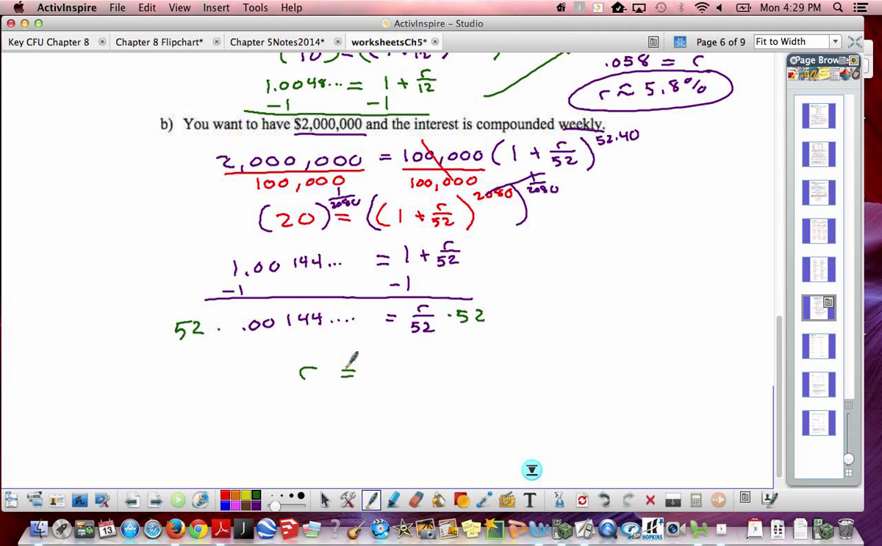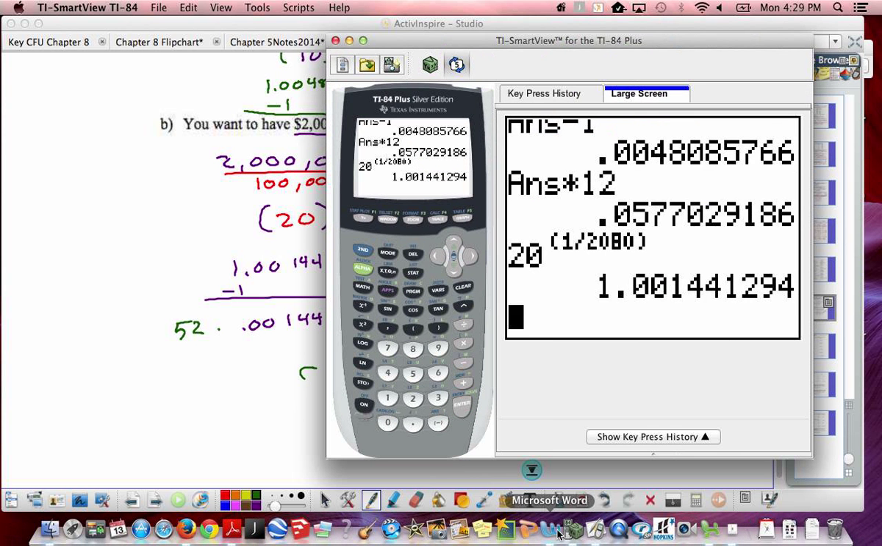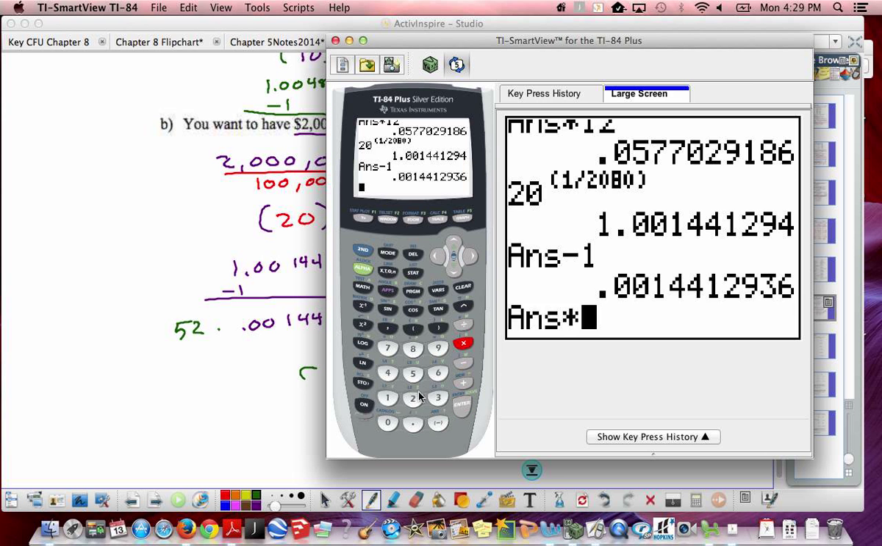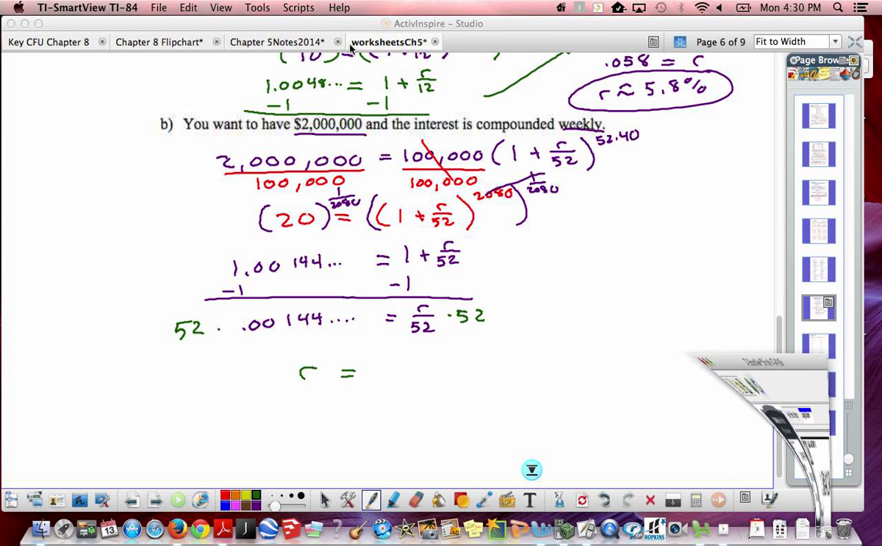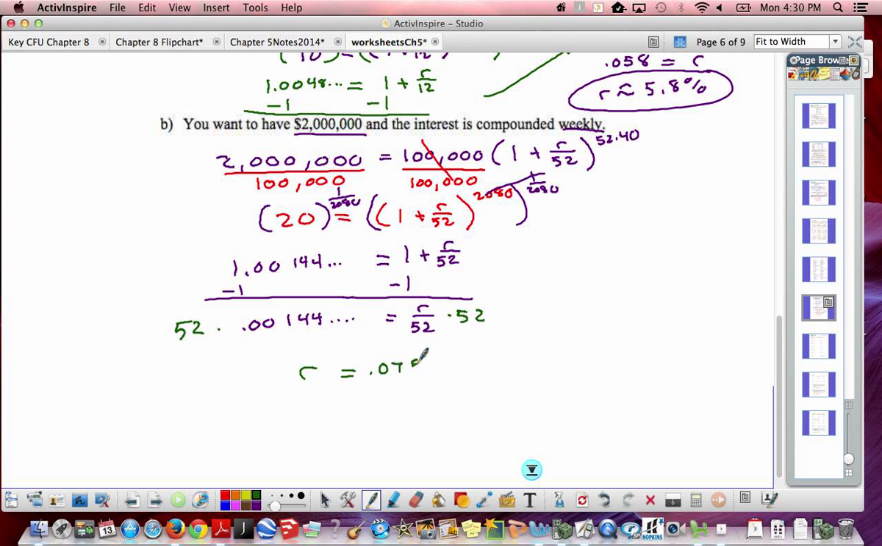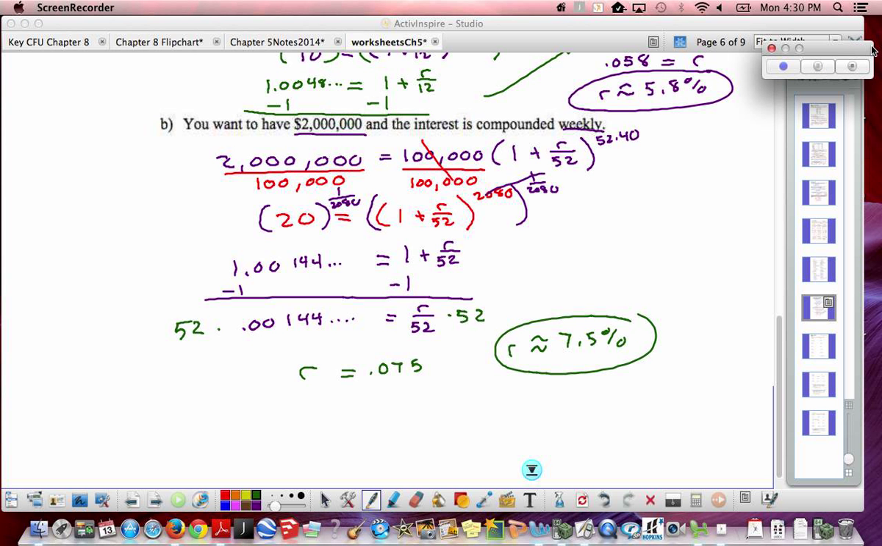So r will equal, on my calculator, since I still have it here, I can subtract the 1, and then times it by the 52, and I get 0.075. So r would be about 7.5%. If I can earn that 7.5% over the 40 years, I'm going to have $2 million. Wow, 100,000 to 2 million. How about that? All right, that ends your worksheet for today.